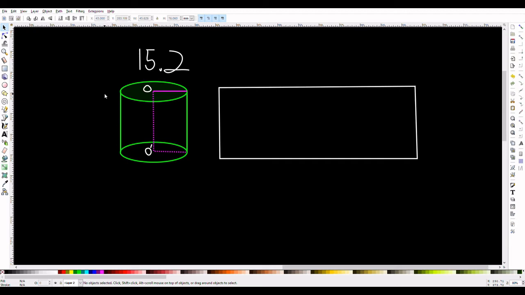So this figure has a radius of 3 and a height of 5. So which of these lines is the radius? Is it from O to X or from O to O prime?